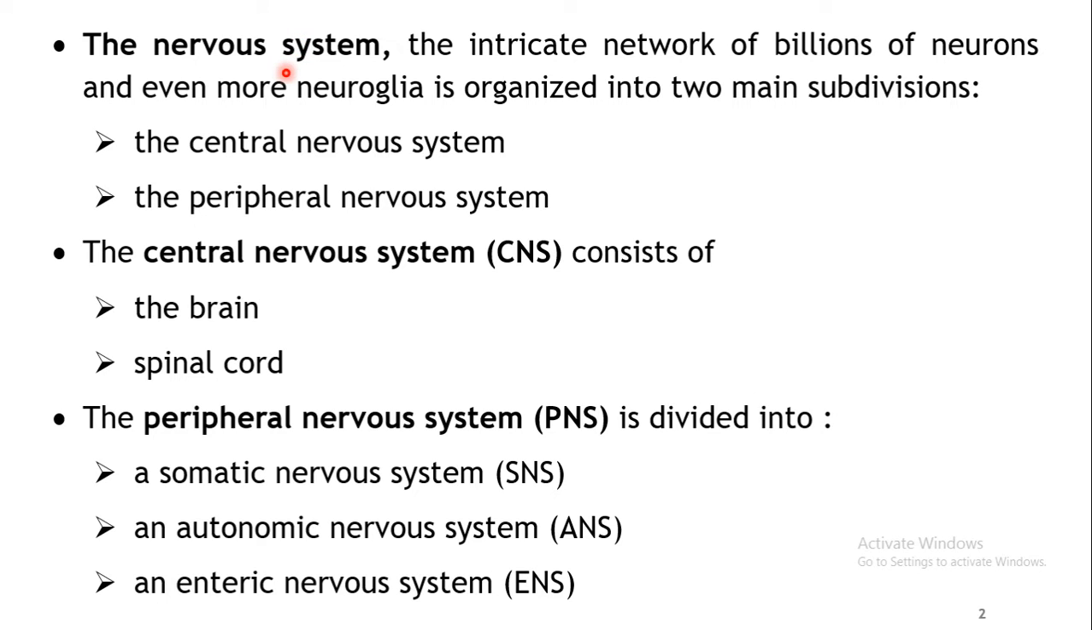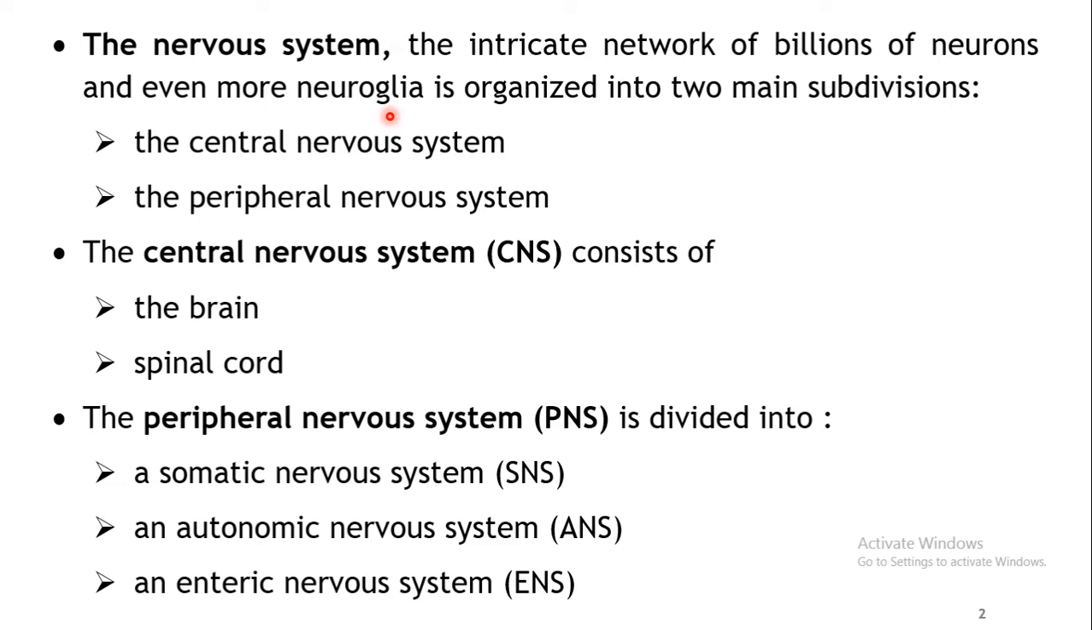Now this nervous system comprises a complicated network of a number of neurons as well as the supporting tissues, which are known as neuroglia. So it is a highly complex system comprising billions of neurons. We will come to what neurons and neuroglia are exactly.